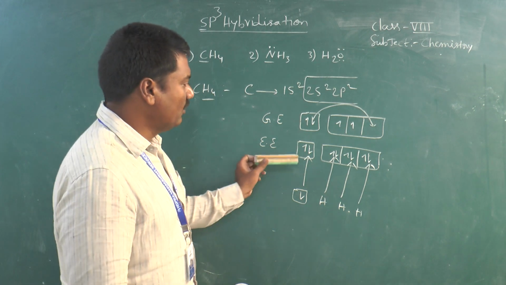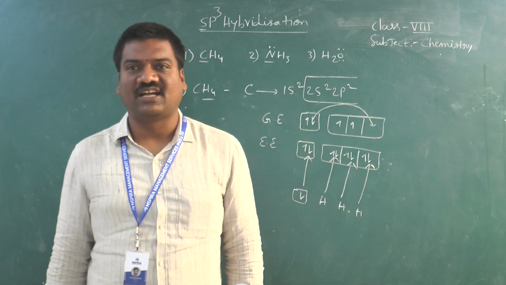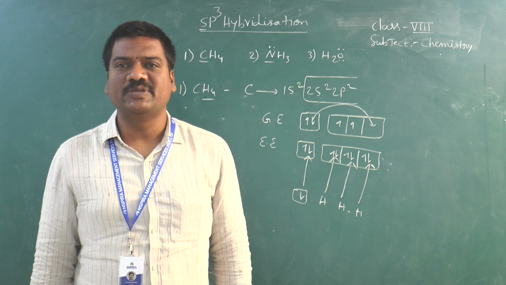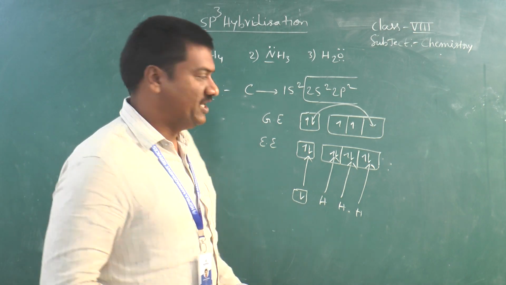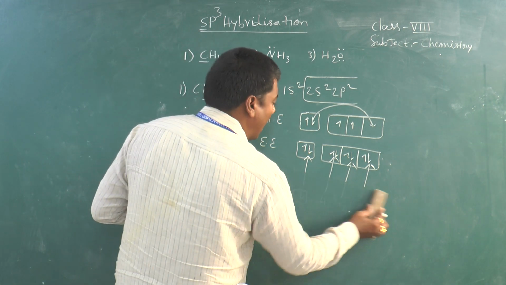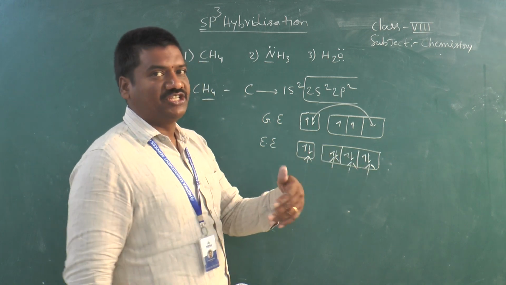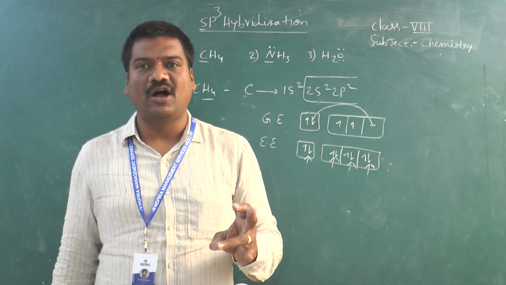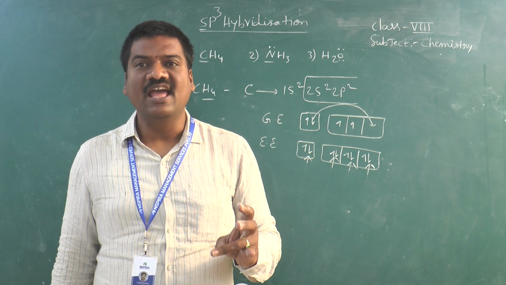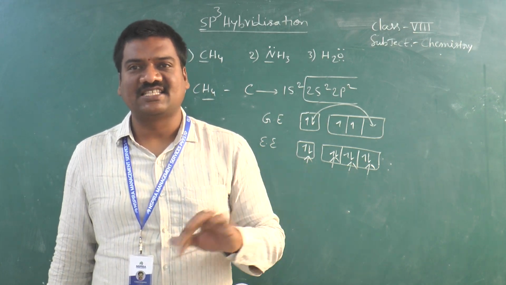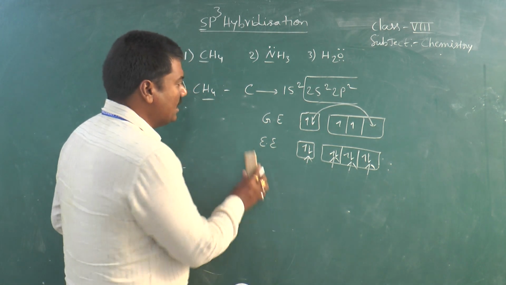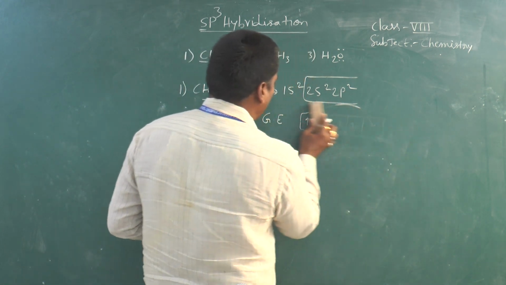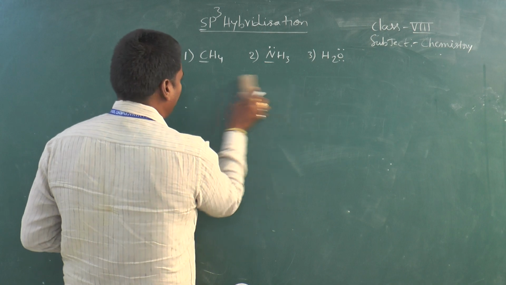Now there are 8 electrons in the valence shell of the carbon atom. 8 electrons means octet stability. All are bond pairs only, and there is no lone pair of electrons. Lone pairs and bond pairs are considered only in the valence shell; inner electrons are not considered. So in the CH4 molecule, all are bond pairs only.